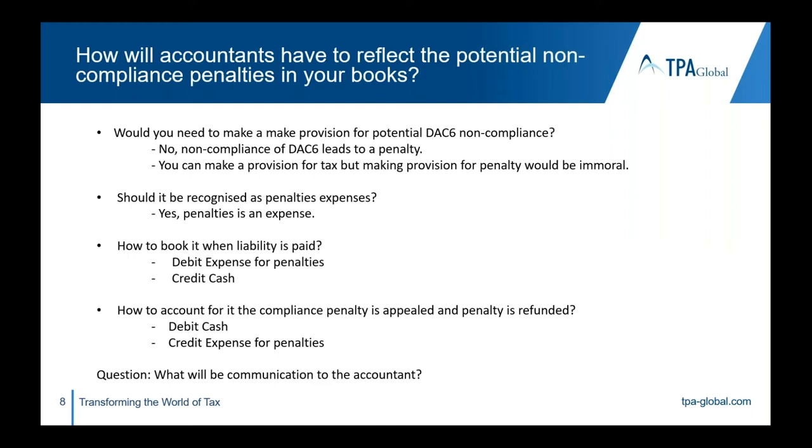So on this slide, we will deal with the question how accountants have to reflect the potential non-compliance penalties in the books. As Emily already mentioned, the penalty under DAC-6 is basically at the discretion of the member states with respect to the amount. It's a penalty, and it's not an income tax. So in this regard, it's not being covered by IFRIC 23 or IAS 12.